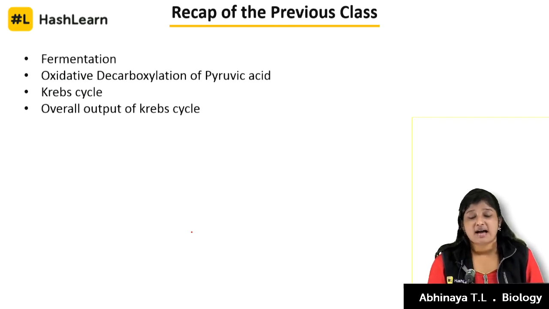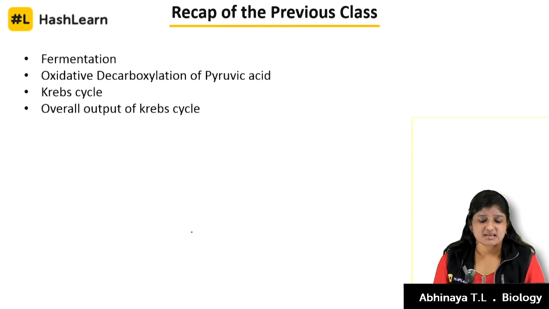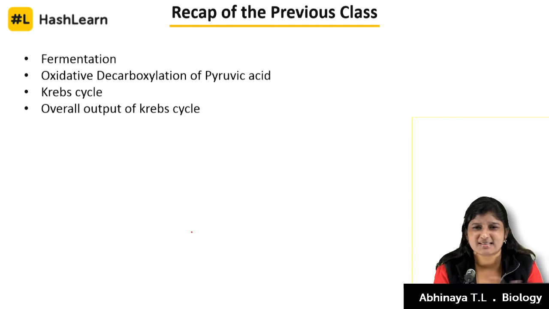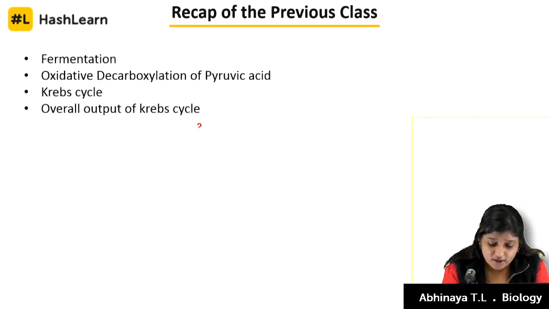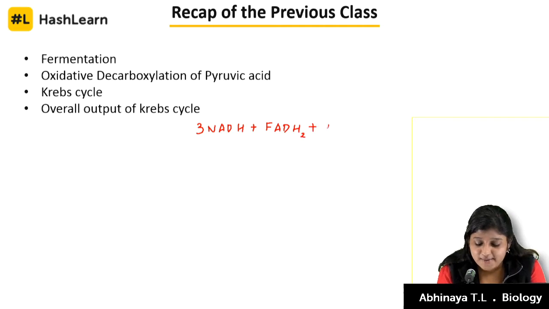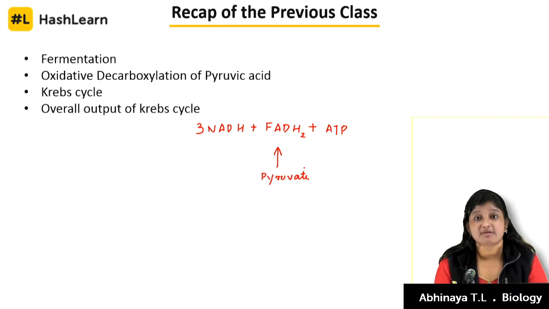As I said, what did we do in the previous class? We studied fermentation, and we studied oxidative decarboxylation of pyruvate, that is nothing but link reaction, the Krebs cycle, and the overall output of the Krebs cycle. We came up saying that there are 3 molecules of NADH, 1 molecule of FADH2 and 1 molecule of ATP. These are all released in the overall Krebs cycle from 1 molecule of pyruvate. We studied the fate of pyruvate in the previous class.